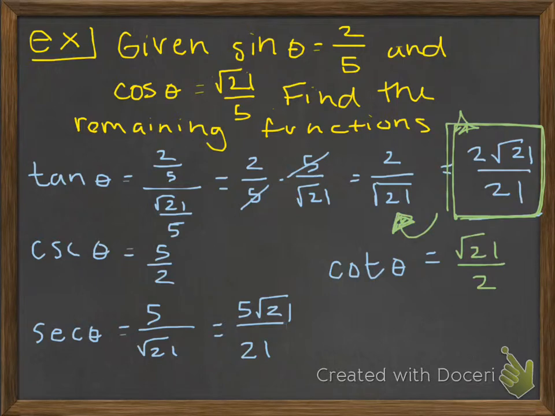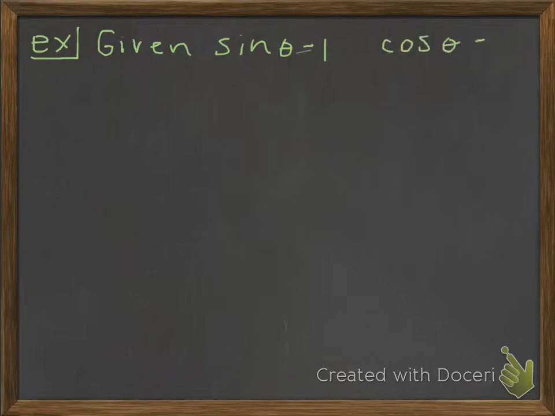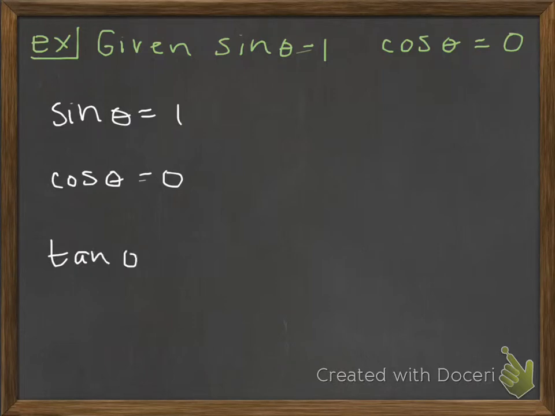So let's try another one. Okay, so you're given that sine of theta is equal to 1, and you're given that cosine of theta is equal to 0. And they want you to find the remaining trig functions. So setting it up, I know sine is 1, and I know cosine is 0. So to find tangent, I take my sine value divided by cosine. So I do 1 divided by 0. Nothing can be divided by 0, so that means this answer is undefined.